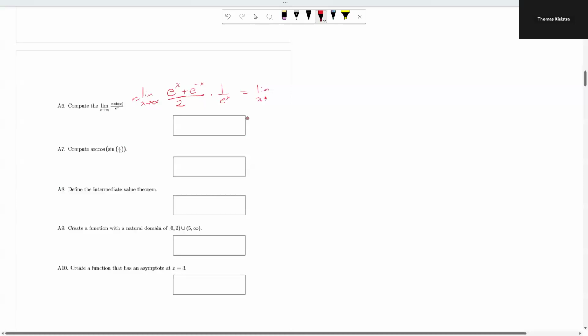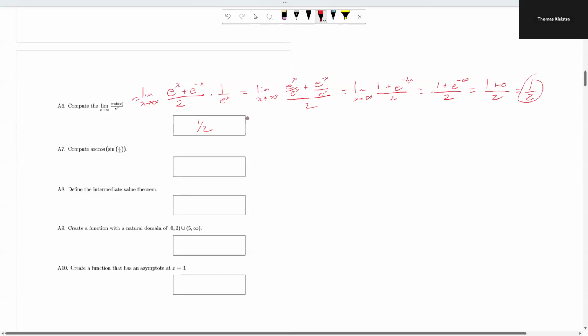So the limit as x goes to infinity of e to the x divided by e to the x plus e to the minus x divided by e to the x, all over 2, equals the limit as x approaches infinity of 1 plus e to the minus 2x over 2, which equals 1 plus e to the minus infinity over 2, equals 1 plus 0 over 2, which equals 1/2. So my limit is 1/2.